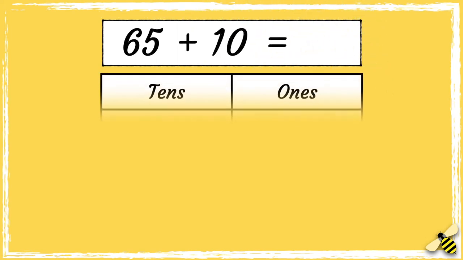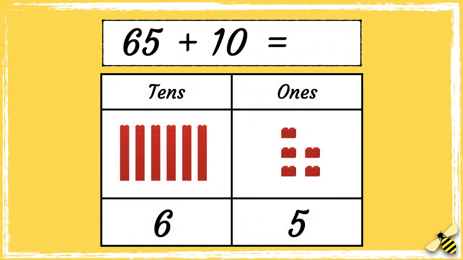Let's have a look at another example. Here is the number sentence, 65, add 10. When we add 10 to a number, we need to look at the tens column. So let's add 1 ten. So 6 tens becomes 7 tens. 65 add 10 equals 75.